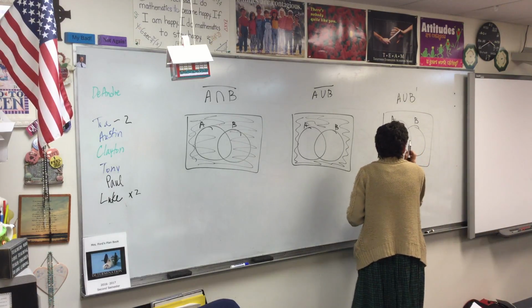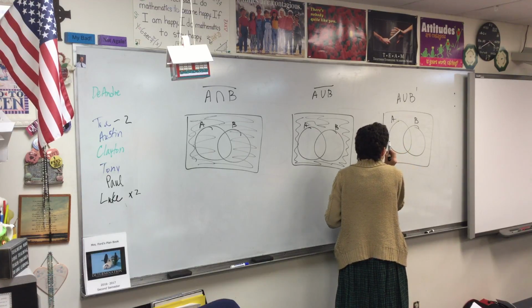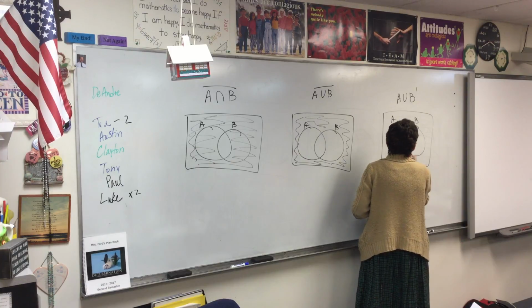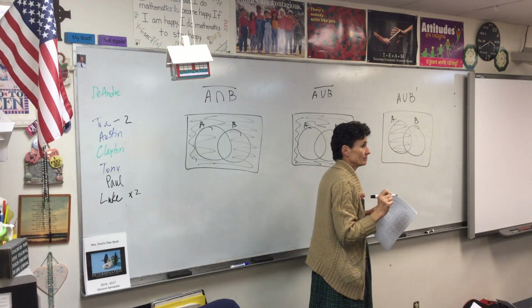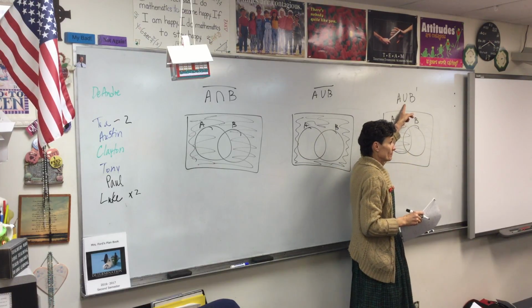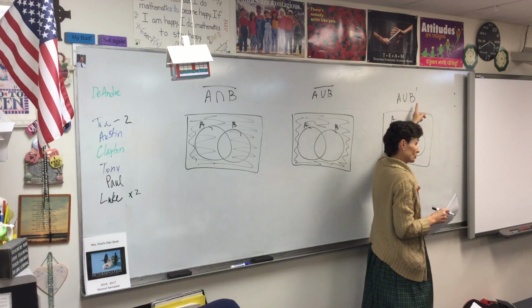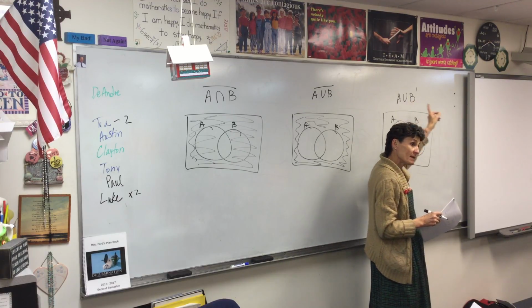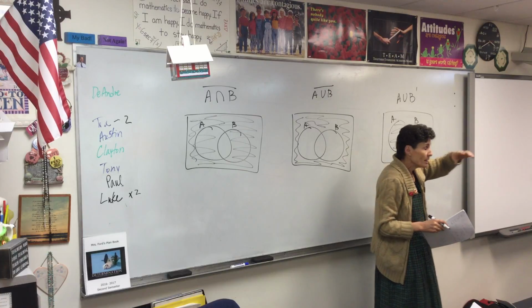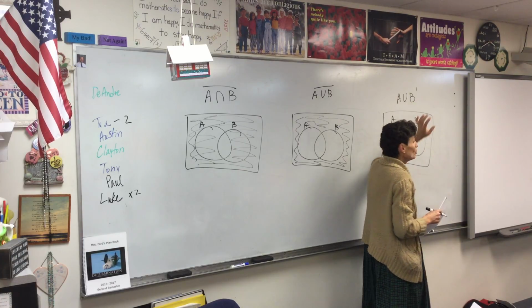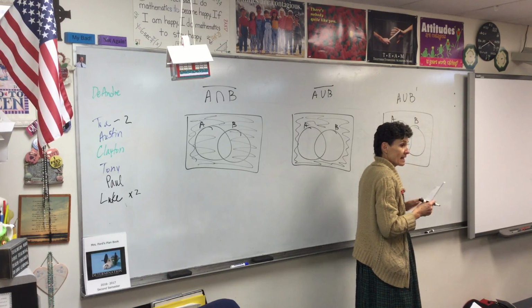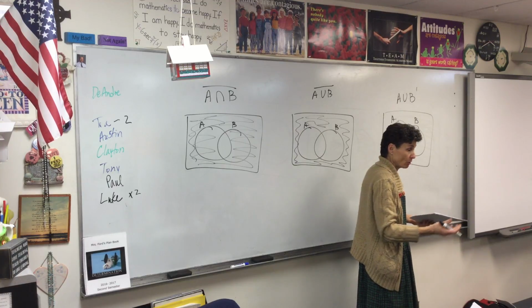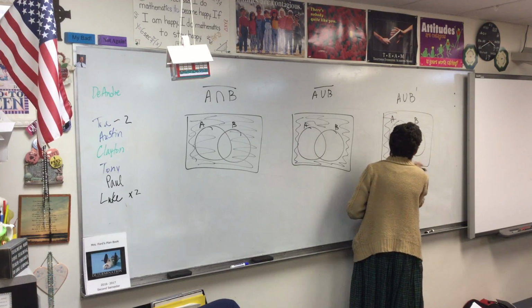So we're going to shade the people who like pizza. Do those people like pizza? Is that the A circle? Okay. Now I'm also going to shade, because union means shade it all, the people who don't like salad, who aren't in the B circle. So that'll be the whole box.